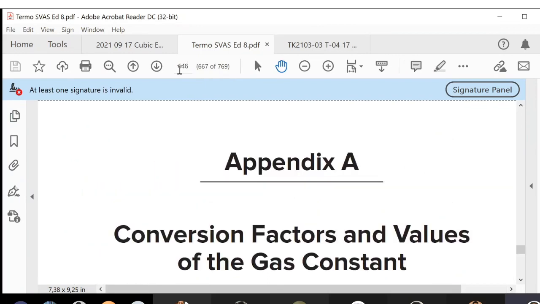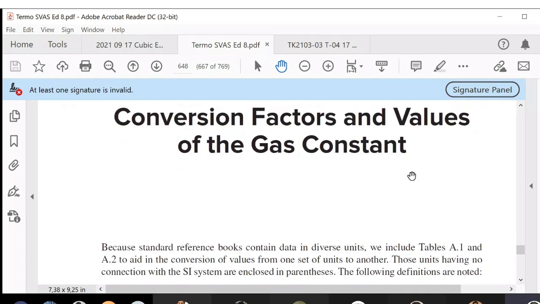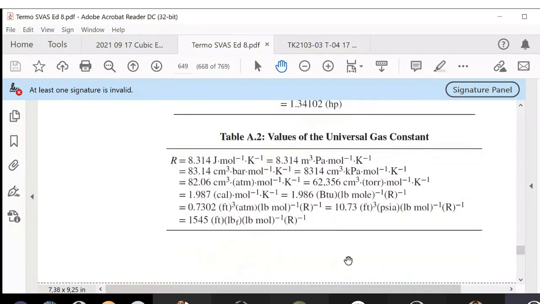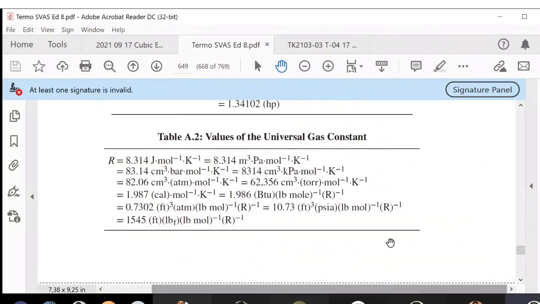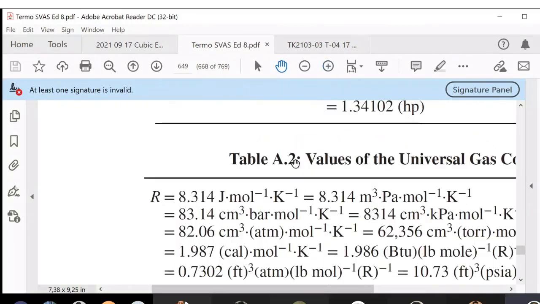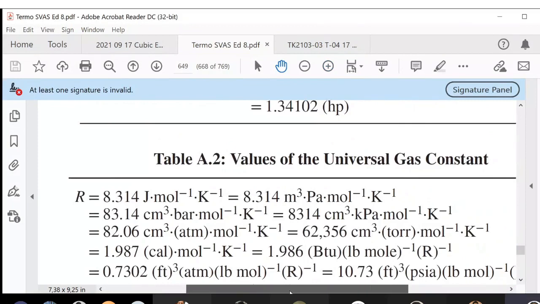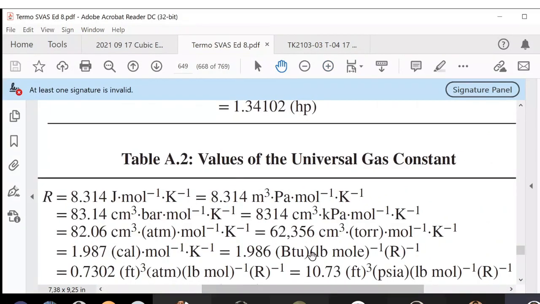Conversion factor and values of the gas constant. Okay, so you get the gas constant over here. This is the gas constant. It is your decision. You can choose which one is the most appropriate.